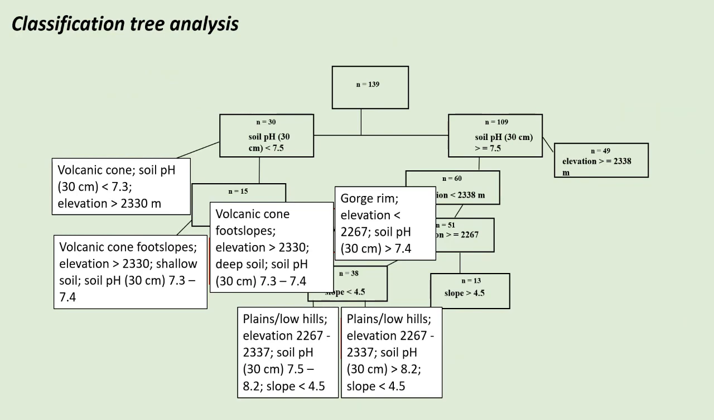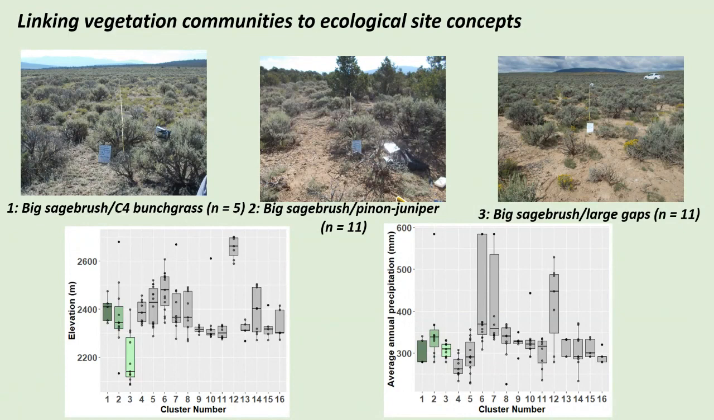I also used box plots to look at the abiotic ranges that each vegetation community occupied, to see whether there were consistently narrow constraints across abiotic variables, which might indicate that a vegetation community belongs to a single ecological site, or whether those ranges were large, indicating that a community is occurring across a wide range in abiotic variables, and that it might be present on multiple ecological sites.